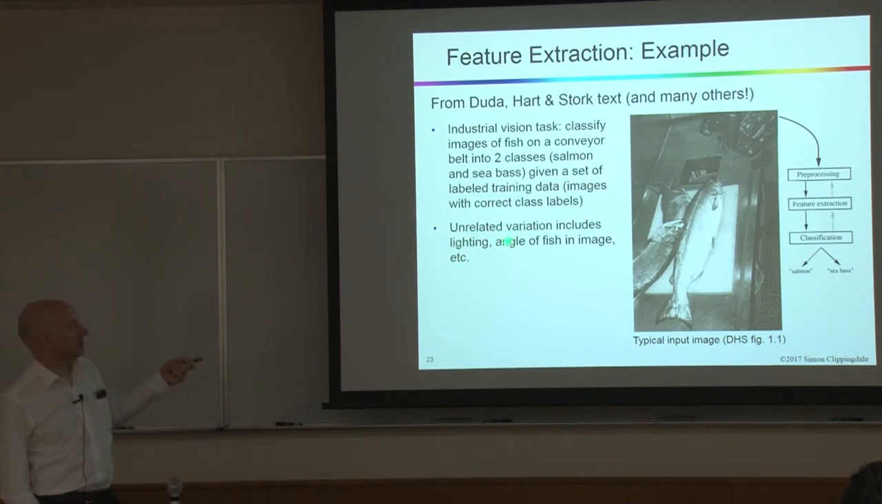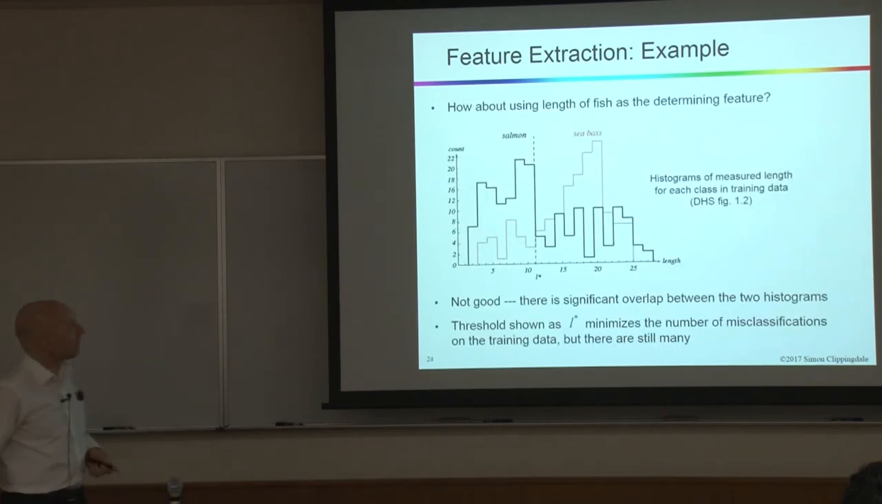And there's a lot of unrelated variations, such as the lighting and the angle of the fish, and all kinds of things. So if you could extract the length of each fish on this conveyor belt, you could use the length as a determining feature, because salmon, this black histogram here, are on average shorter than sea bass. The pink histogram is the histogram of lengths of the sea bass. So if you put a decision boundary at this length, you can minimize the number of errors. You say anything shorter than this length, L star here, we're going to call it salmon. Anything longer than that, we're going to call it sea bass. If you position that boundary here, you'll minimize the number of errors you make, but you will still make quite a lot of errors because there's a lot of overlap between these two histograms.